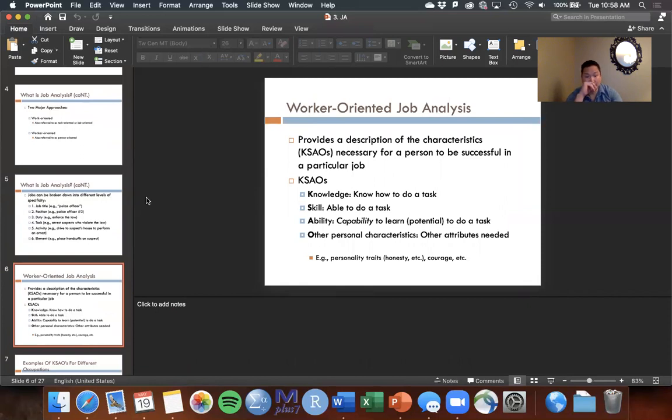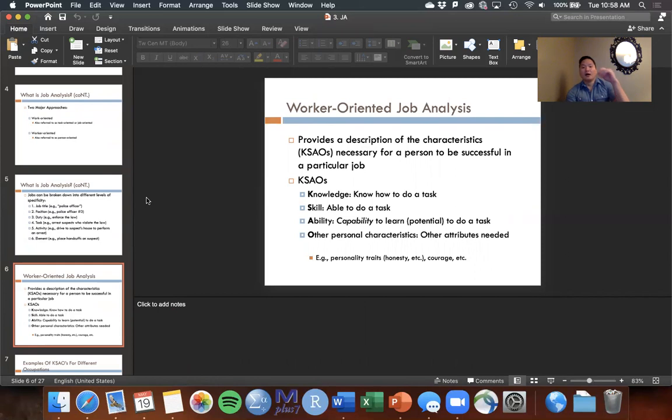With a worker-oriented job analysis, we have to provide a description of the KSAOs necessary for a person to do the job well. And I keep rubbing my nose because I think I have cat hair all over the place. In fact, I'm 100% sure that I have cat hair everywhere right now, and it's driving me insane.